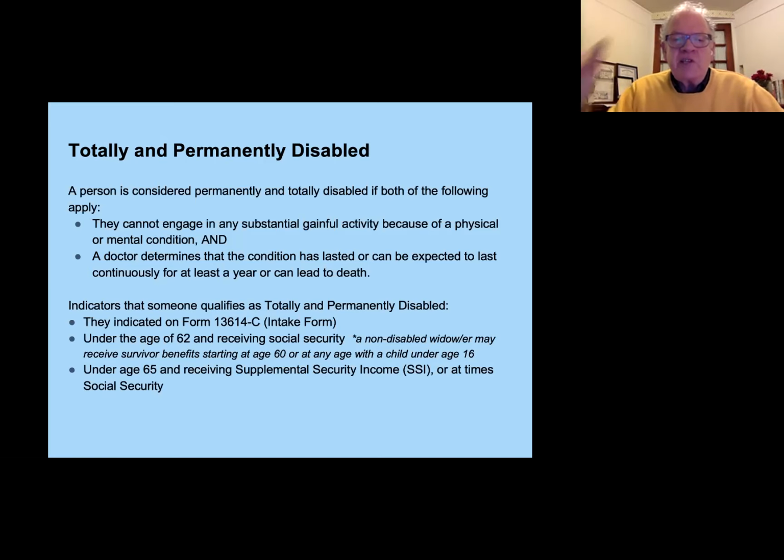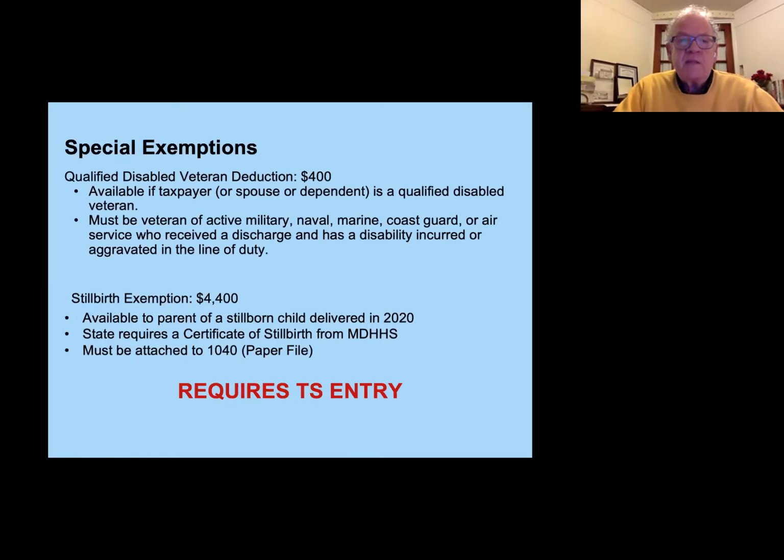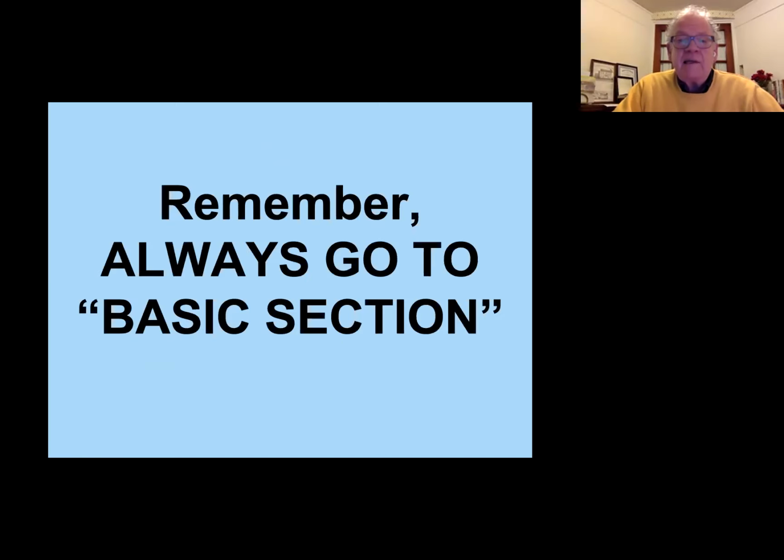And if they're under age 65 and receiving supplemental security income, those are indicators. You can look at the prior year tax return to see if they were scored as disabled. If they're under 62 and living in subsidized housing, you should ask. I'm not going to cover these. They're pretty straightforward. We don't see it a lot.